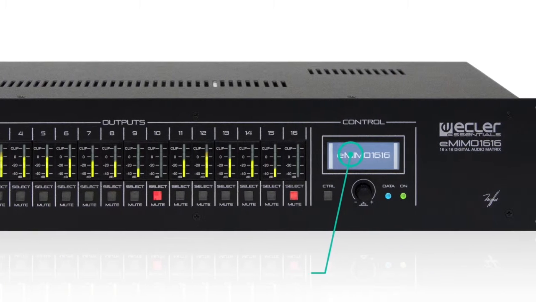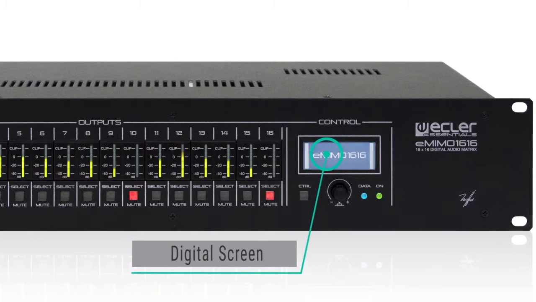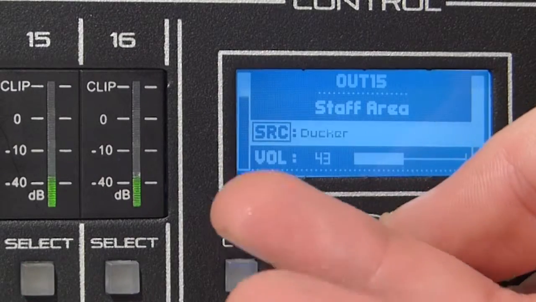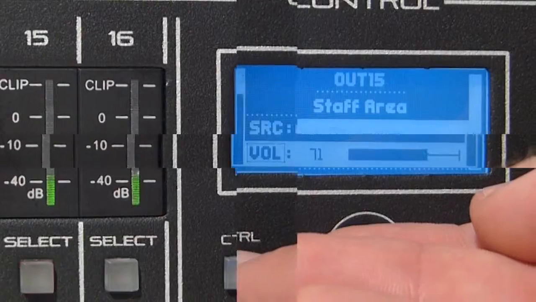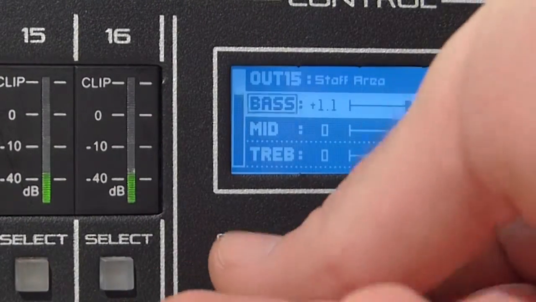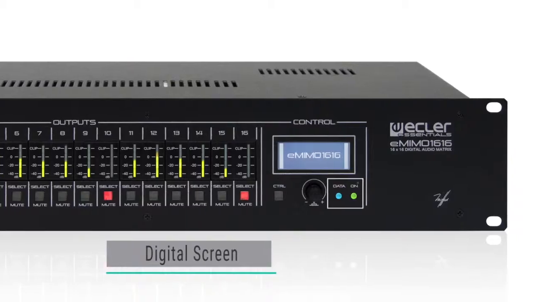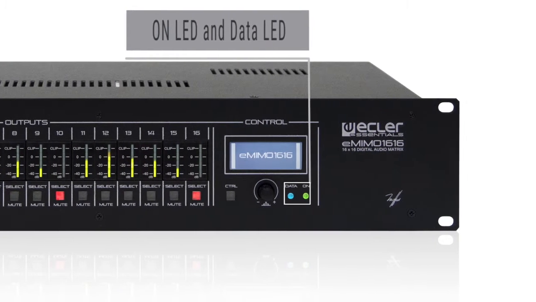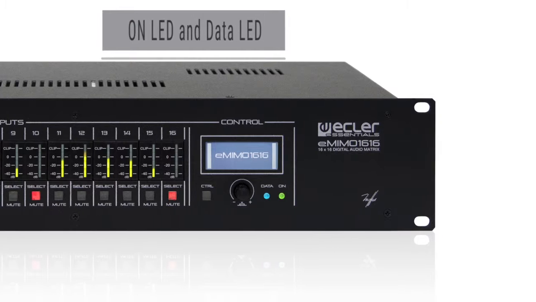The digital screen provides a visualization for each channel configuration, source, gain, inputs, and tone control, or giving you information about the device such as firmware, name, network, admin, and client users connected. On LED and data LED. Finally, on and data LED gives a visual reference for the audio signal and switch on.